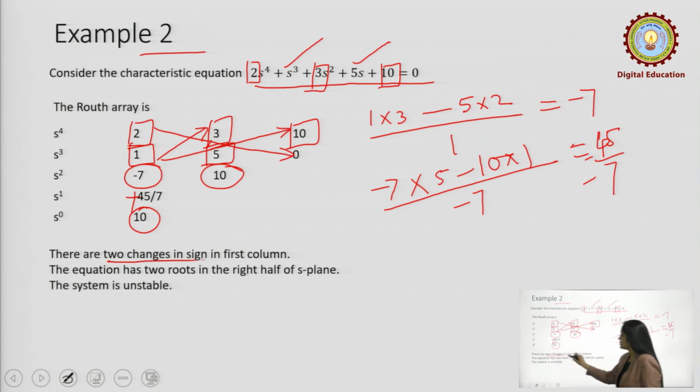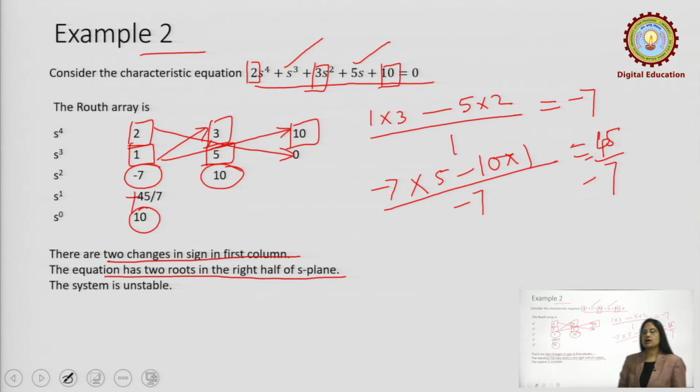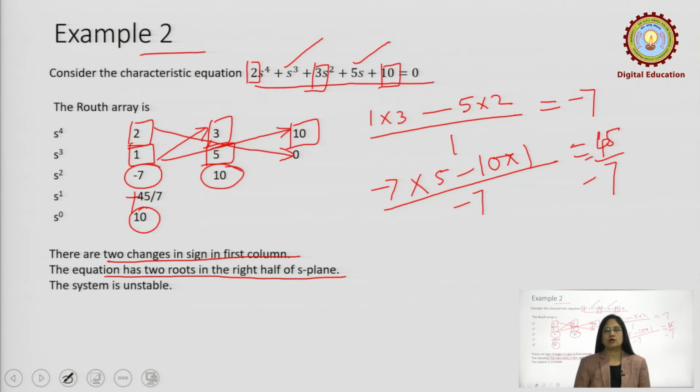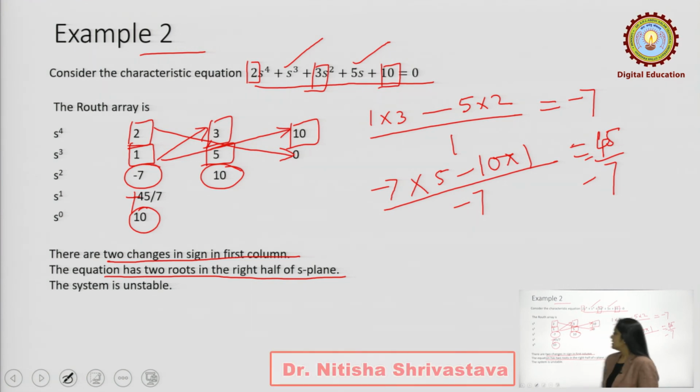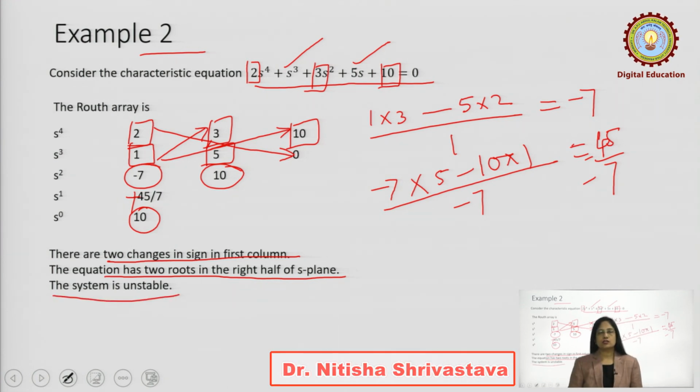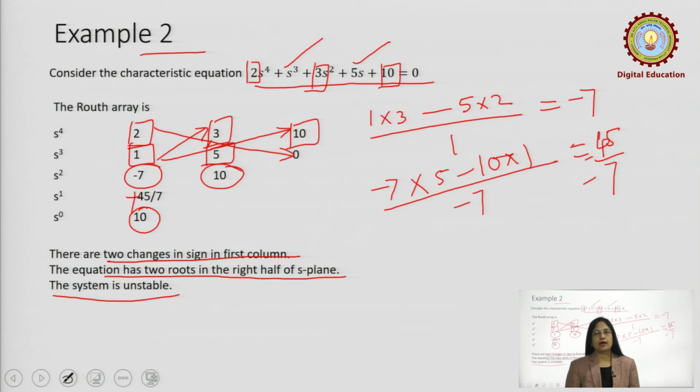So, there are two sign changes in the first column, and the equation has two roots in the right half of the S plane. So, checking the sign changes in the first column decides whether the system is stable or not, and this is related to the Routh Hurwitz criterion. This means that the system is unstable, and since there are two sign changes, there are two roots that lie in the right half of the S plane, and the two changes are from positive to negative and negative to positive.